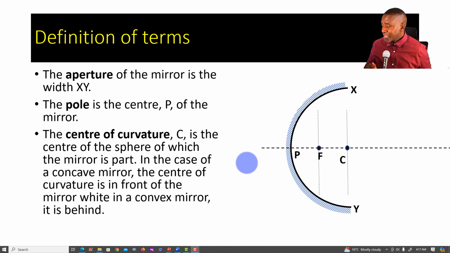So the center of curvature C is the center of the sphere of which the mirror is part. In the case of a concave mirror, the center of curvature is in front of the mirror, while in a convex mirror, it's obviously behind, because here we'll have to shade the inside if it is a convex mirror. We have already seen that.